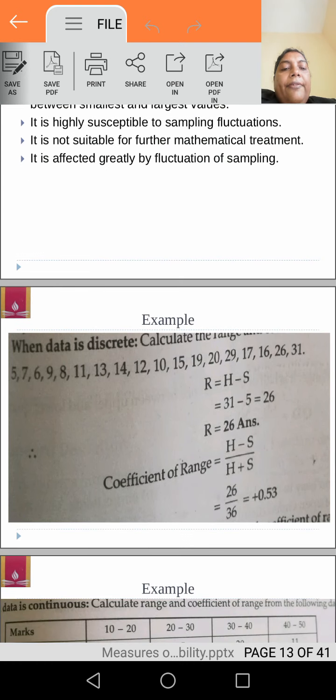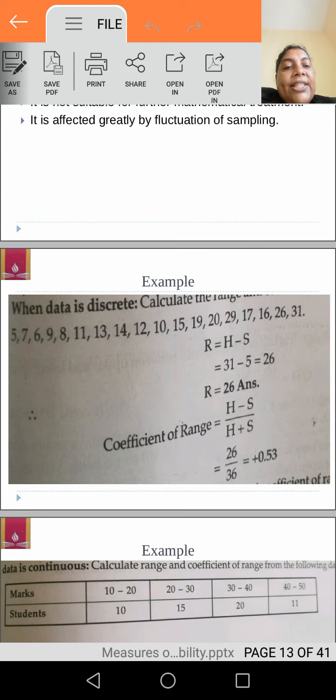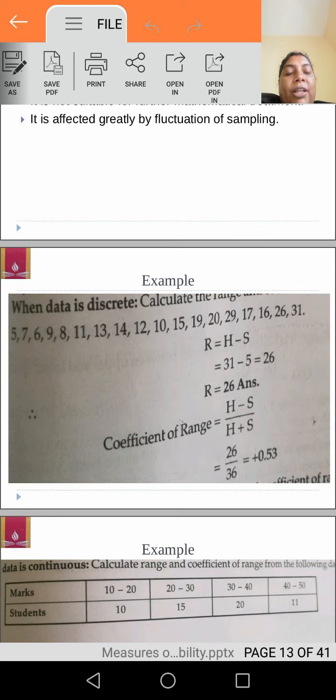We can identify the range by calculating in case of discrete values as well as for the class interval value. First one is an example of discrete value. So here the data given is 5, 7, 6, 9. First, what we need to do when we get a discrete series is arrange it either in ascending or descending order. Then identify the highest value and the smallest value.